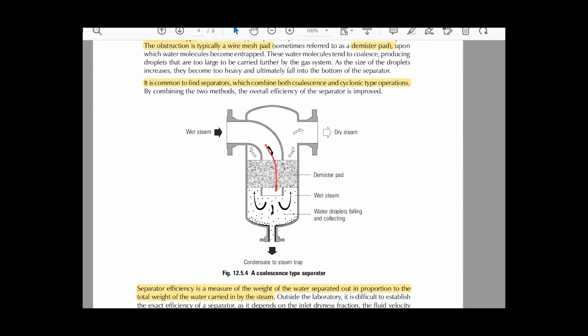So steam moves together here and steam moves another way here and comes out as dry steam out of here. So the dry steam is coming out of this port, and the water droplets collect together and come to this condensate port, to the steam trap fitted out of here.